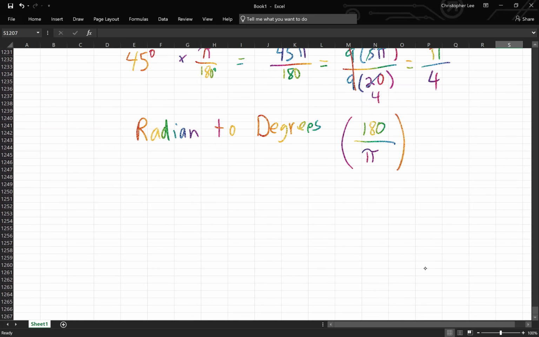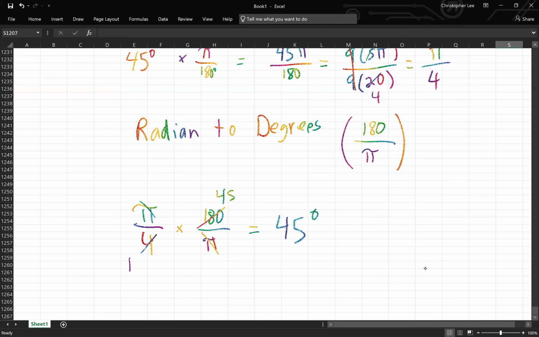For example, let's say I have pi over 4. I'm just copying from what I have above. I want to change this into degrees. So I'm going to multiply this by 180 degrees divided by pi. The pi's will cancel. 4 goes into 4 once. 4 goes into 180 how many times? 45 times. So final answer, 45 degrees.